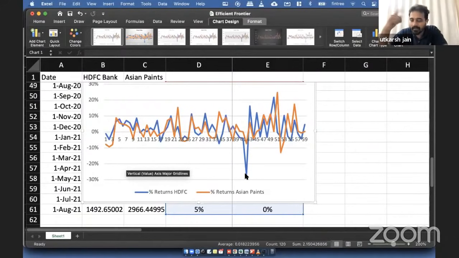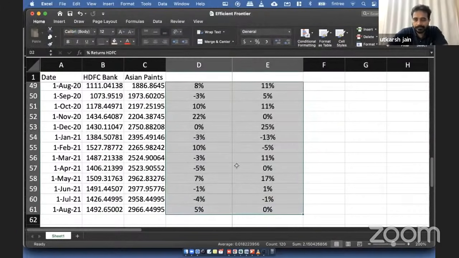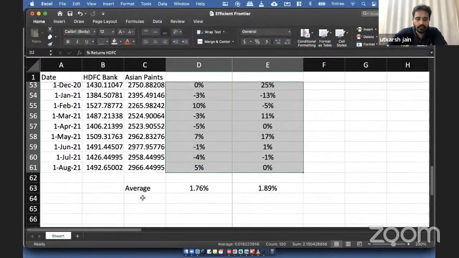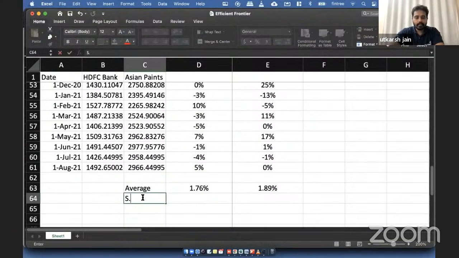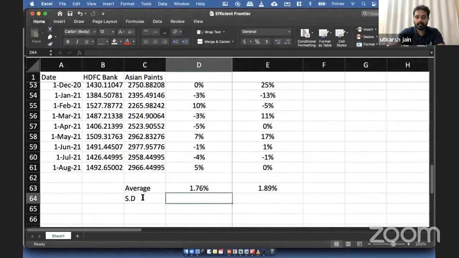Must have been the time when their top management was quitting, and there were some rumors happening, which was actually a good time to buy the stock way back. But we'll have to run the numbers and calculate the standard deviation to figure out which one is more volatile. So I'm going to delete this graph. It's not of much use here. Let's calculate the standard deviation. So standard deviation, here's how I'm going to do it.